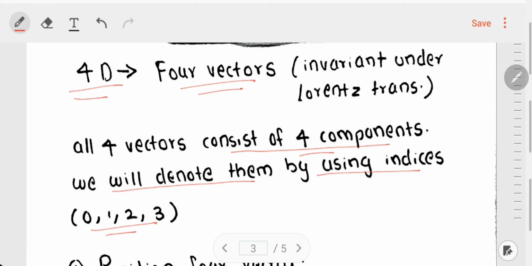The 0th component, the 0th index over here, denotes the time component, and the first, second and third indices obviously denote the spatial components. Now an important thing about these 4 vectors is that they are invariant under Lorentz transformations. Okay, so they are invariant under Lorentz transformations.